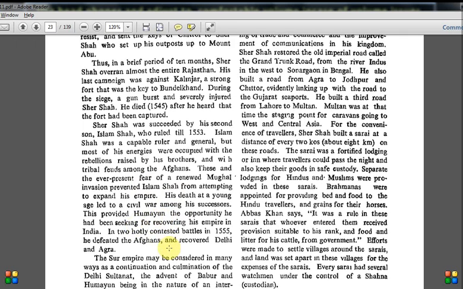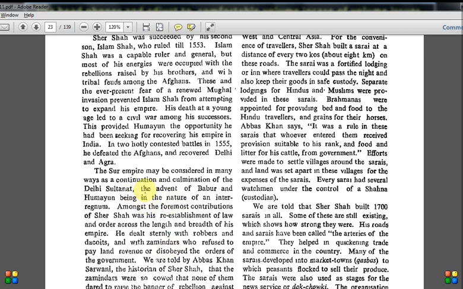Now the Sur Empire may be considered in many ways as a continuation and culmination of the Delhi Sultanate, the advent of Babur and Humayun being in the nature of an interregnum. So it's not like a separate dynasty, because when you study the Mughal dynasty, the Sur dynasty is also studied along with it, because the timeline is filled like that. It's not like Mughal was there and Sur was there parallelly. Mughal was dethroned, these people came, and then these people were dethroned and Mughals came back. So it's like a one single dynasty story.